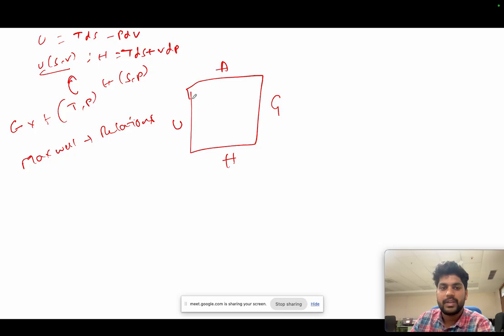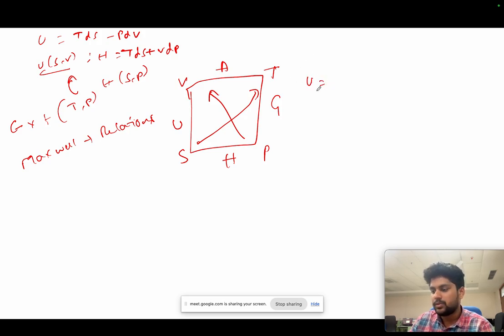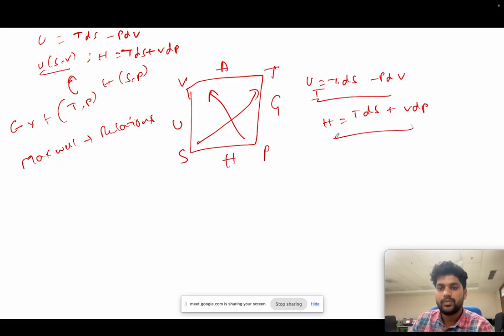He has taken them through alphabetical order. So you know that U is a function of S and V, and he has drawn the two arrows. If you know only two formulas, U equals TdS minus PdV and H equals TdS plus VdP, we can generate all the other two.